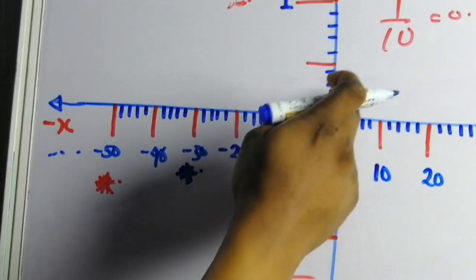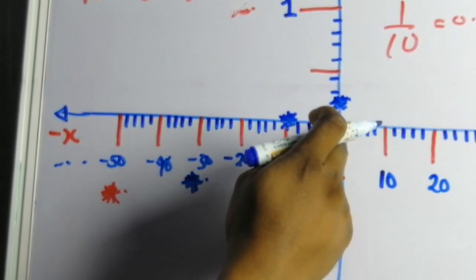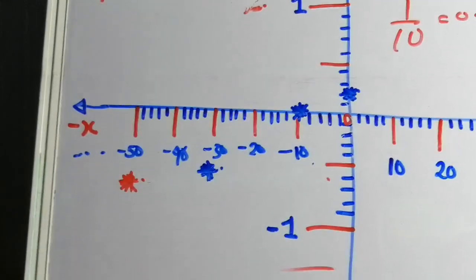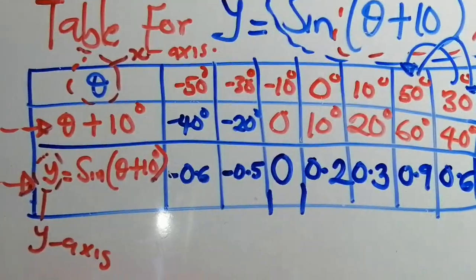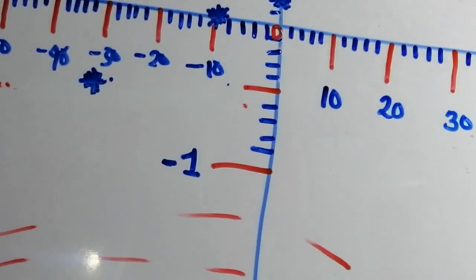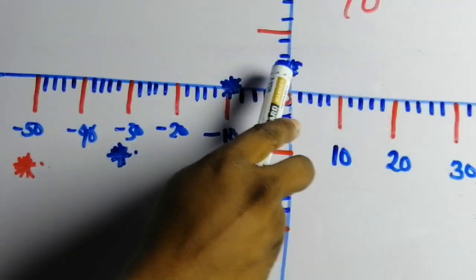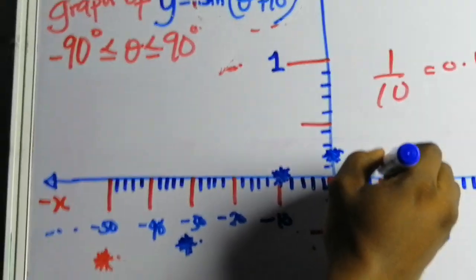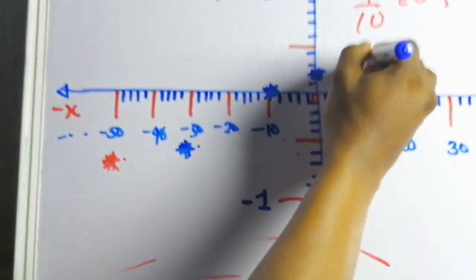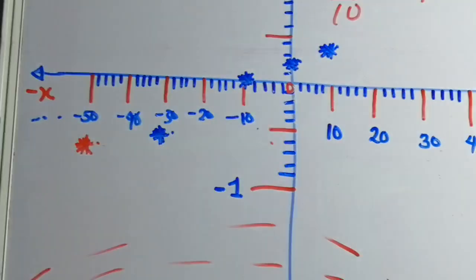Okay, y is 0.2, but x here is 0. So the next one, my x is 10. Then my y is 0.3. Where is my 10? This is my 10 here. My x is 10, y is 0.3. Where's my 0.3? 0.1, 0.2, 0.3. So it means that my 10 is around here. Trace it here. Okay.